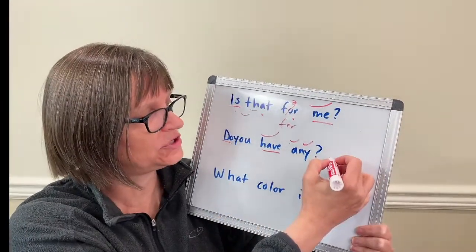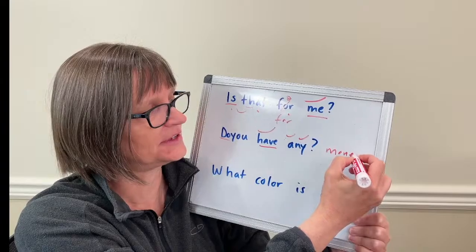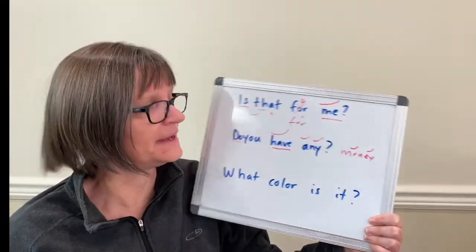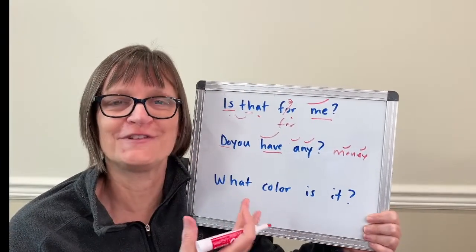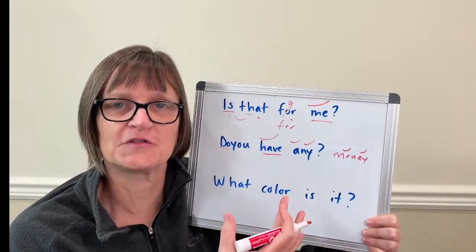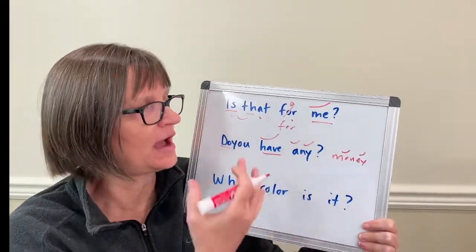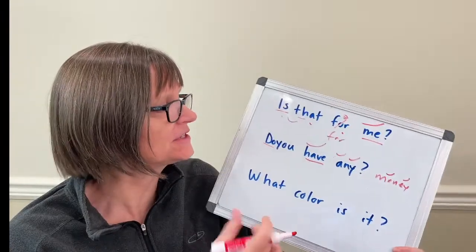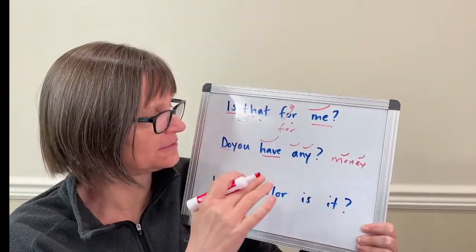Then that would change where money would be stressed, and I would just rise up on money. Do you have any money? Money, rising up. So I do have a number of videos talking about the intonation patterns for questions and for statements, but thinking about how we look at this in terms of also paying attention to the rhythm and the reductions. Do you have any? Do you have any? Have is going to be long and it's going to rise up.